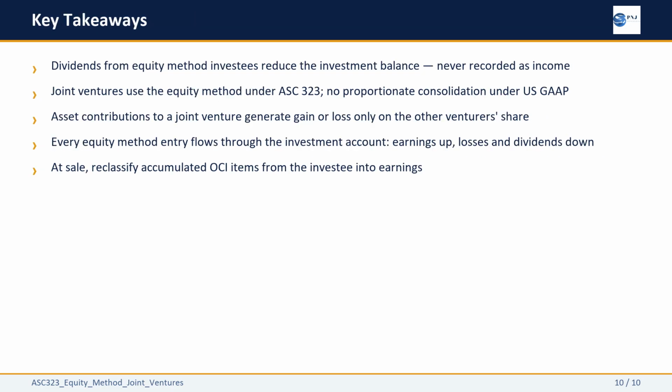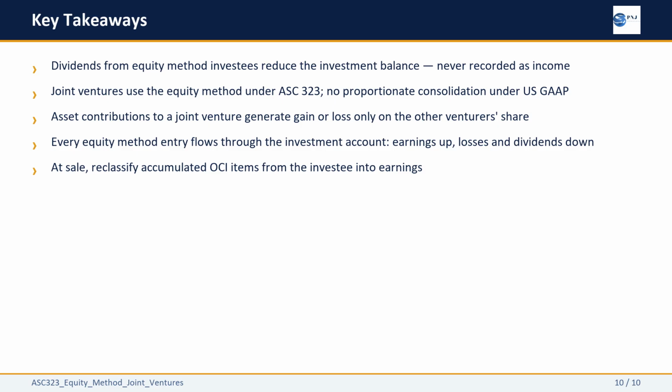Let us bring it all together. Dividends reduce your investment balance because the income was already recognized when earned. Joint ventures always use the equity method under United States generally accepted accounting principles, with no proportionate consolidation permitted. Asset contributions recognize gain or loss only on the co-venturer's portion. And across the entire holding period, every entry either increases or decreases that single investment balance. Master that flow and the journal entries become second nature.